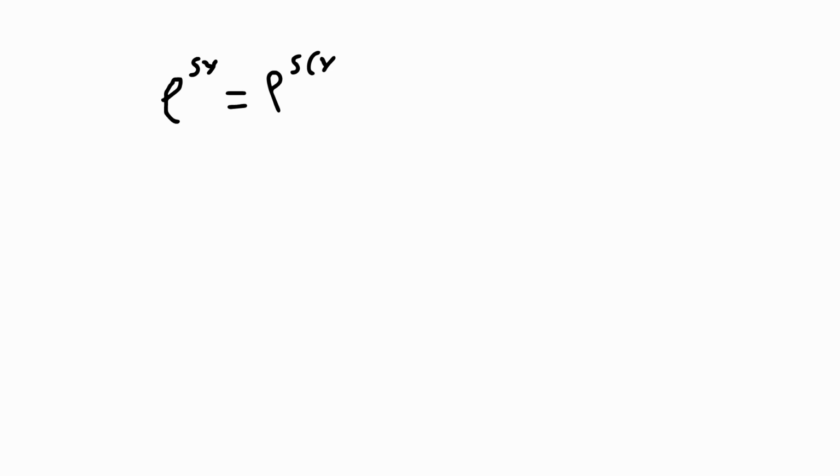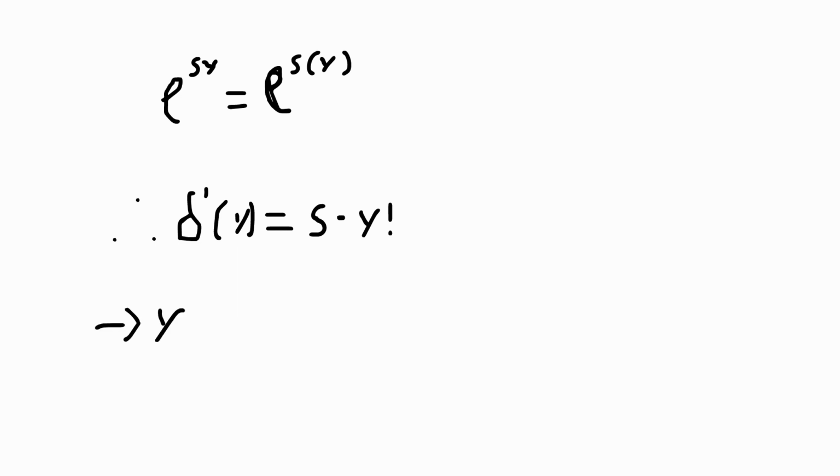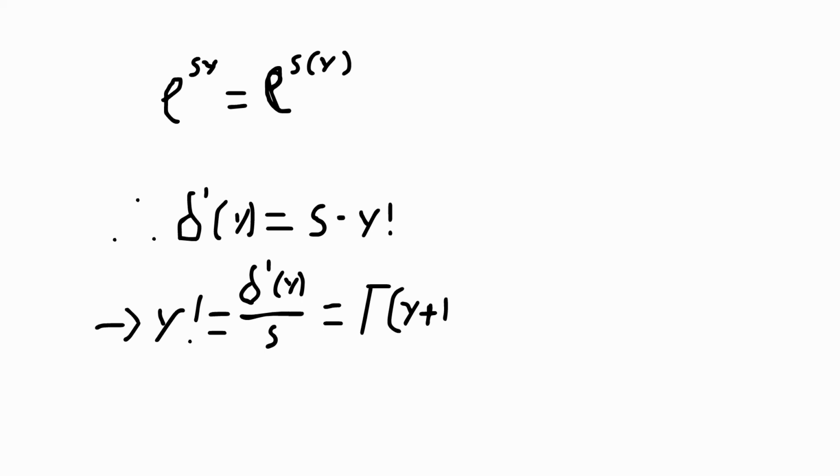Therefore, 1 is equal to the derivative of the delta function of y times e to the s, the yth derivative of e. And by Lucum's theorem, this means that the derivative of the delta function of y is equal to s times y prime, since the coefficient of e to the s, yth derivative of e, must be s times y factorial. With algebraic manipulation, we can see that y factorial is equal to the derivative of the delta function of y over s, which, as you know, is just equal to the gamma function.